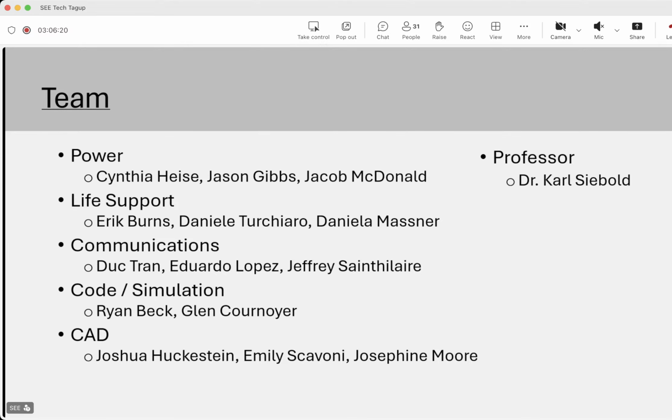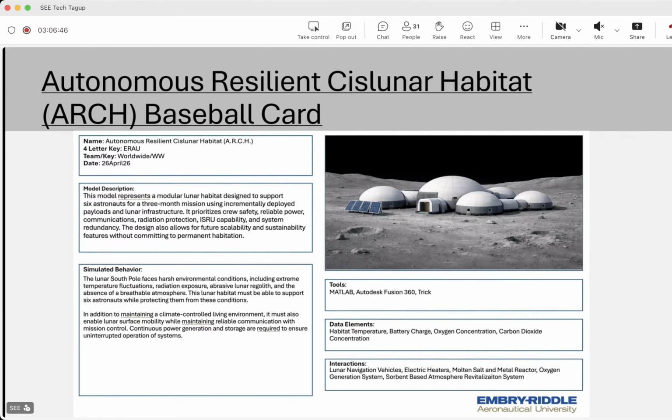There are 15 members on our team, split into 5 groups. The power sub-team consisting of Cynthia, Jason, and Jacob. The life support sub-team being Eric, Danielle, and Daniela. The communication sub-team consisting of Tran, Ed, and Jeffrey. The code and simulation team being Ryan and Glenn. And the CAD team consisting of Joshua, Emily, and Josephine. Our advisor for this project was Dr. Carl Siebel. Next slide, please.